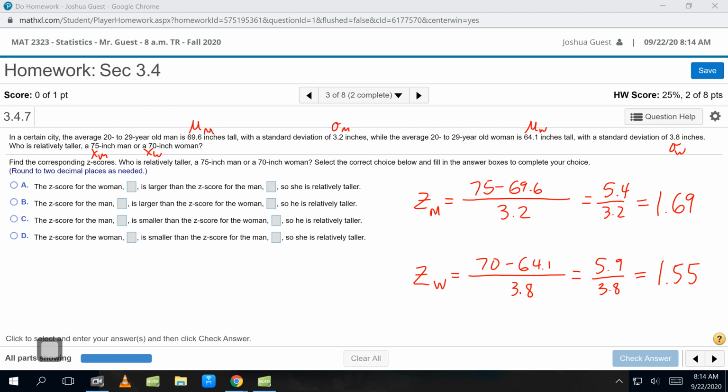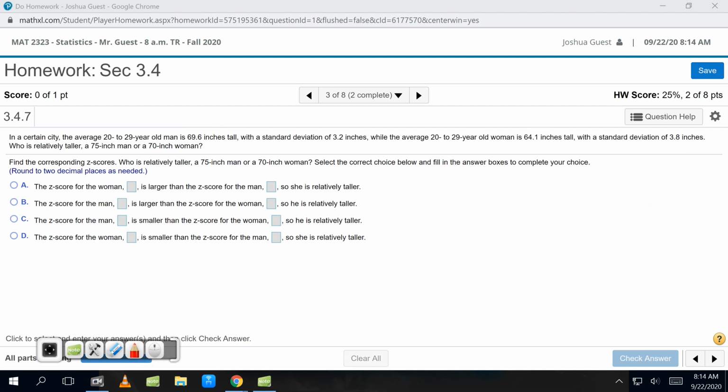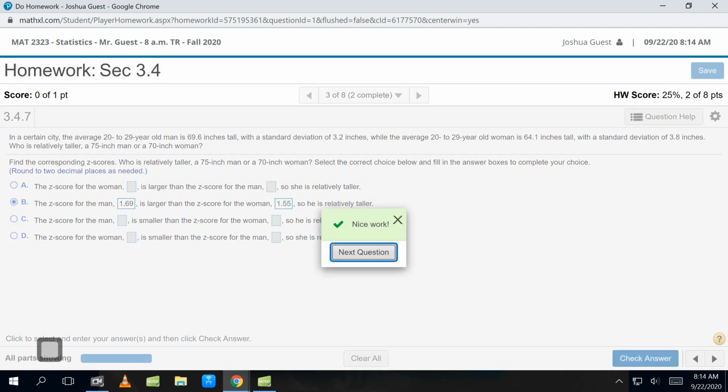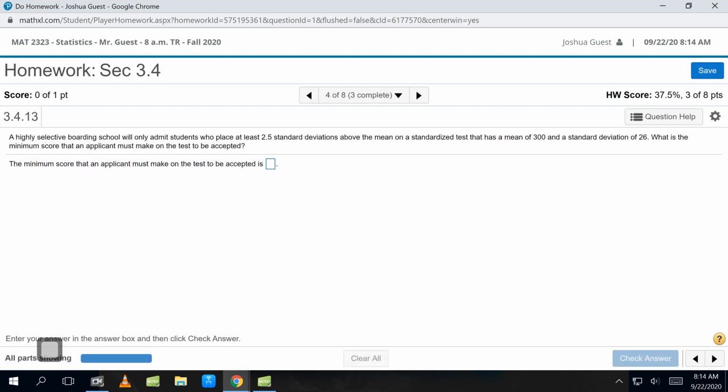So the z-score for the man is larger. Okay, so it should be B, right? So I'm going to have to erase this. When I pick the mouse here to choose this, just remember 1.69, 1.55, right? So when I pick this, it's going to go away. So B. All right, so we said this was 1.69 for the men. And then here, the woman was 1.55. All right, so let's check it and see. Nice work. Good job.